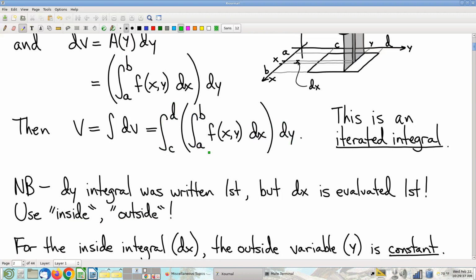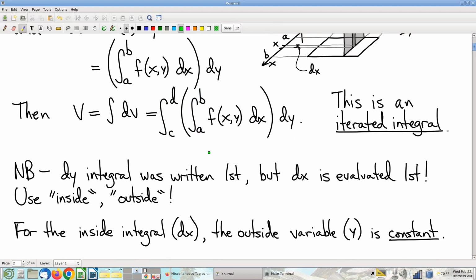Next point I want to make. Again, keep in mind the roles that the variables are playing at various stages. While you are doing the inside integral, for the purposes of this inside integral, it's a dx integral, and of course x is the variable because it's a dx integral, so of course you treat x as a variable. After all, x is going from A to B.